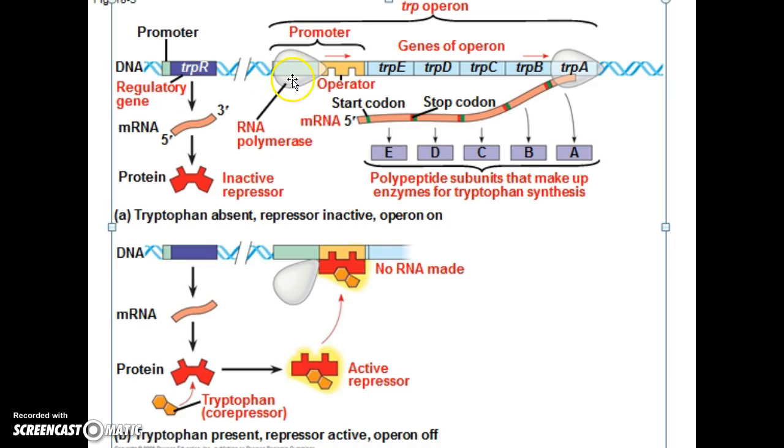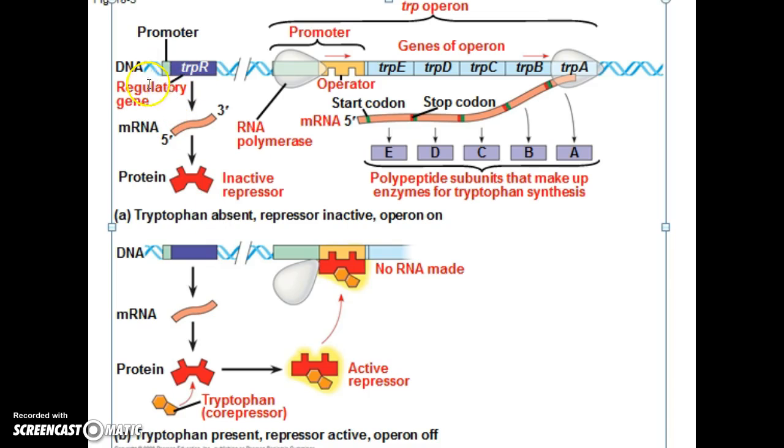At any rate, when the operator is active, meaning that the repressor is inactive, we can see this protein right here, which would bind nicely into that snug little fit there. It's not bound there, so this is an active operon. This allows RNA polymerase to bind to the promoter, and RNA polymerase will begin transcribing some mRNA for tryptophan.